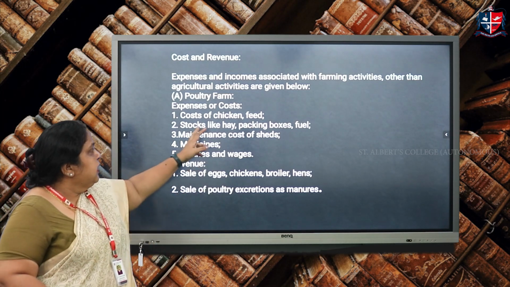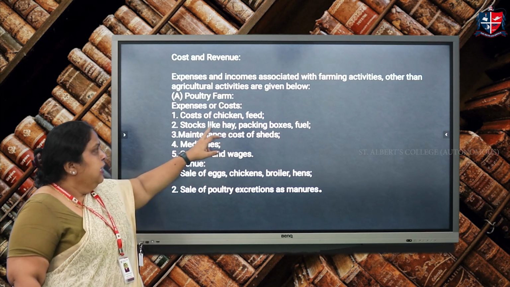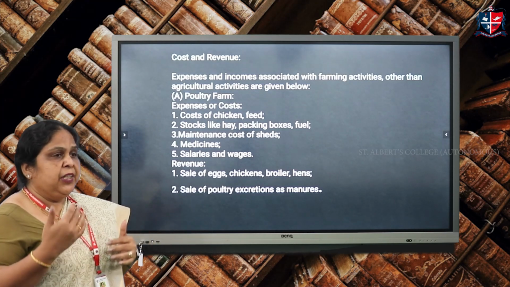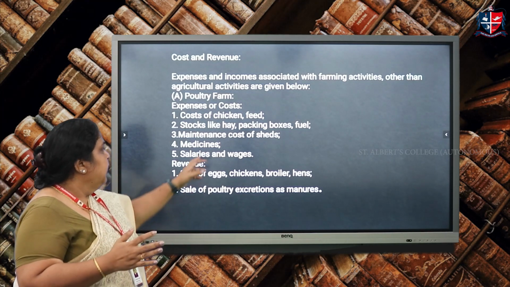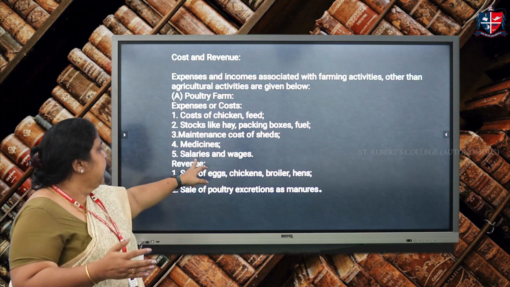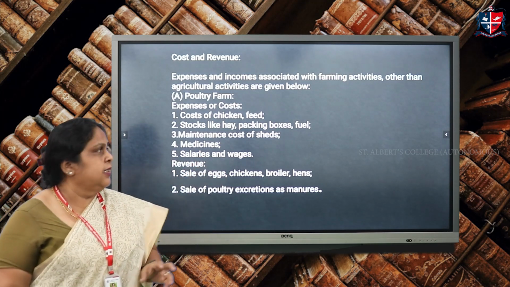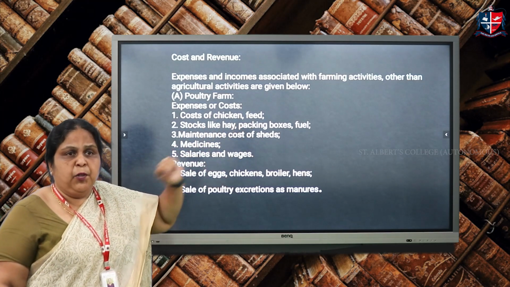So, what are the costs? You have to feed the chicken, so cost of chicken feed. Then you need hay, you need packing boxes, you need fuel to transport them. Then you have to maintain the sheds, you have to give medicines for the chickens, and also you have to pay the salary and wages for the workers. So these are the different types of costs that are incurred in the case of a poultry farm.